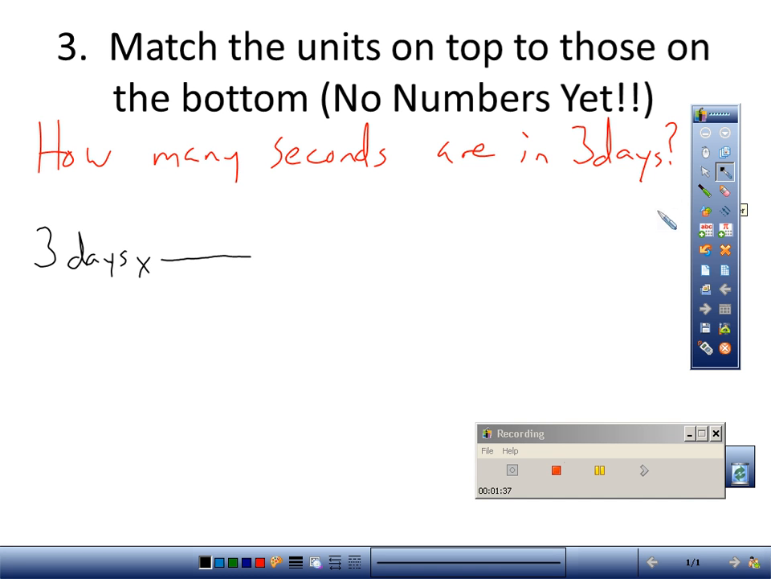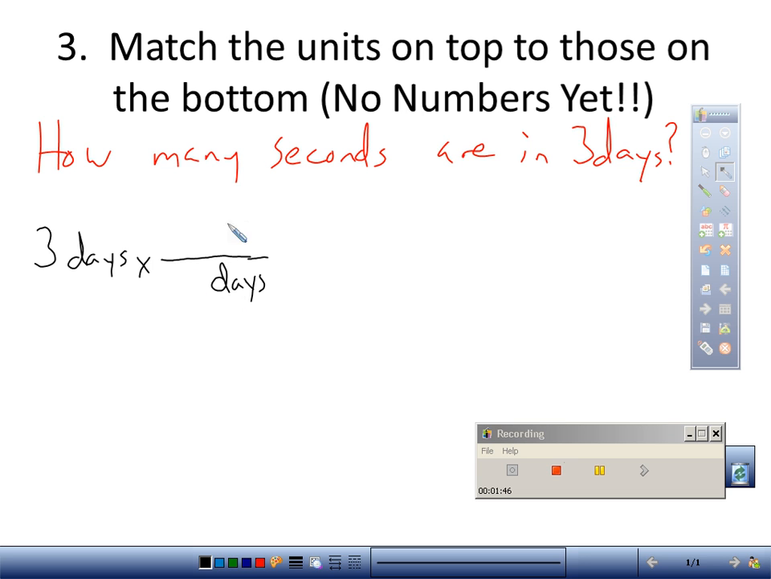Step number 3, I want to match the units on the top, days, to those on the bottom. So I'm just going to transfer this. I'm going to rewrite it days here. Now I'm doing that, as we'll see, because that way I can cancel. Because mathematically, anything that's in the numerator and the denominator cancels out. It equals 1. Now notice I don't transfer this number down here. Never ever, this number never ever goes down there. I'm going to put in the numbers later.